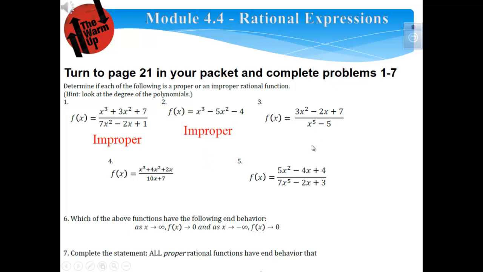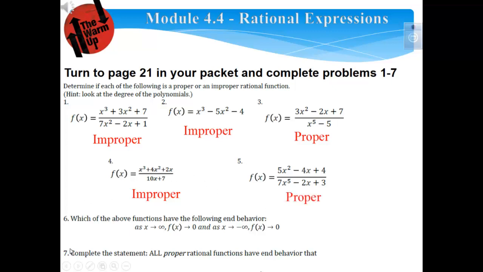Over here, question number 3. Try that. Okay, so bottom is bigger. So that means that we will have a proper fraction. So we'll have a horizontal asymptote at 0. Number 4. Top is bigger, so that's improper, and so it'll be an oblique or slant asymptote. Number 5. Bottom bigger, so the horizontal asymptote is going to be at 0.